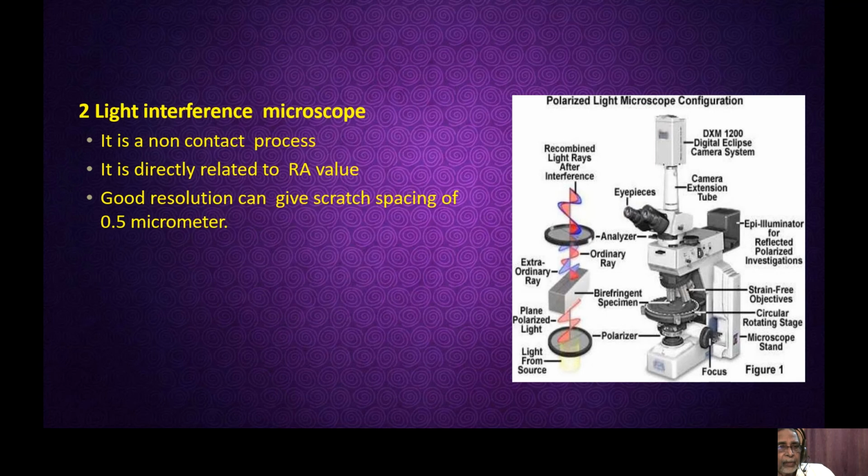Number 2, light interference microscope. You can see the diagram at the right side. It is a non-contact process. It is directly related to the Ra value. Good resolution can give scratch spacing of 0.5 micrometers.